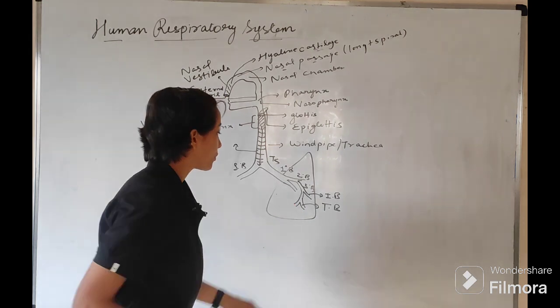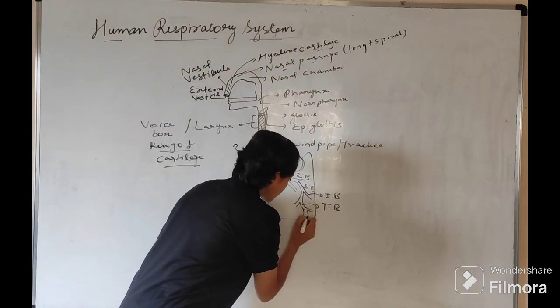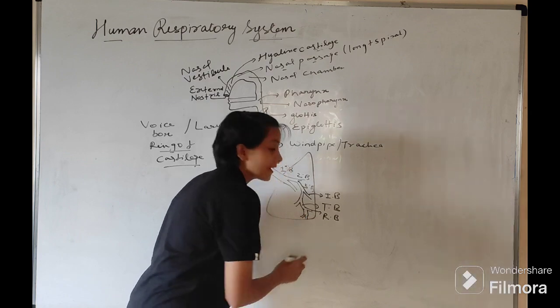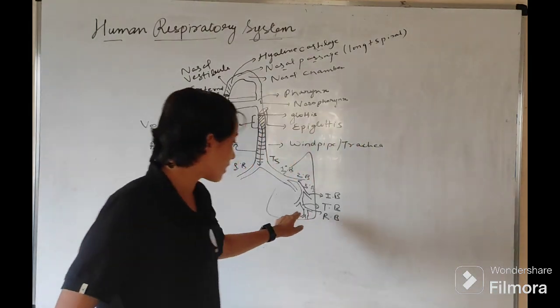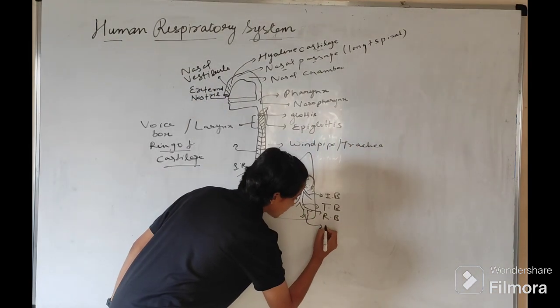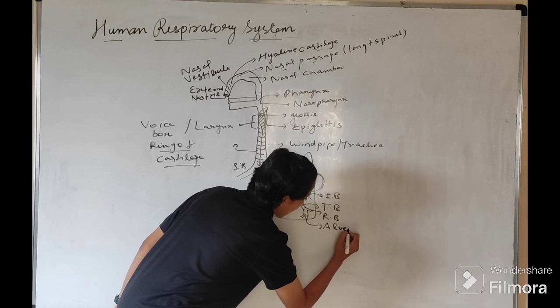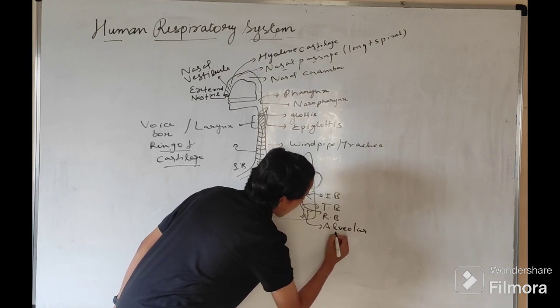After the terminal bronchiole, we have our respiratory bronchiole. Then a duct-like region is present at the end. That duct-like region is called our alveolar duct. Okay, so that is called our alveolar duct.